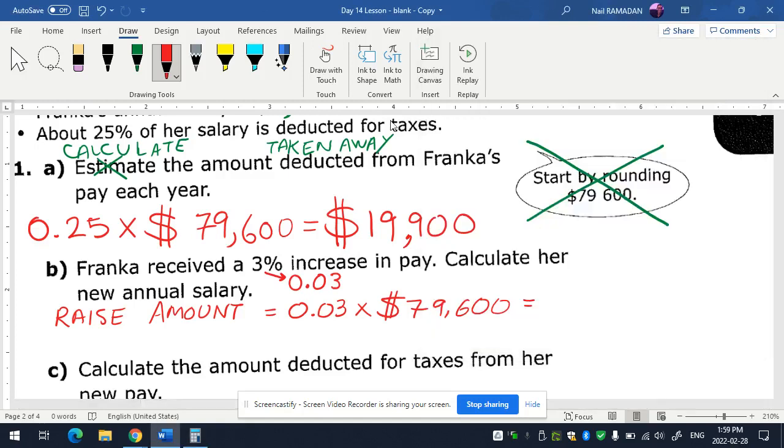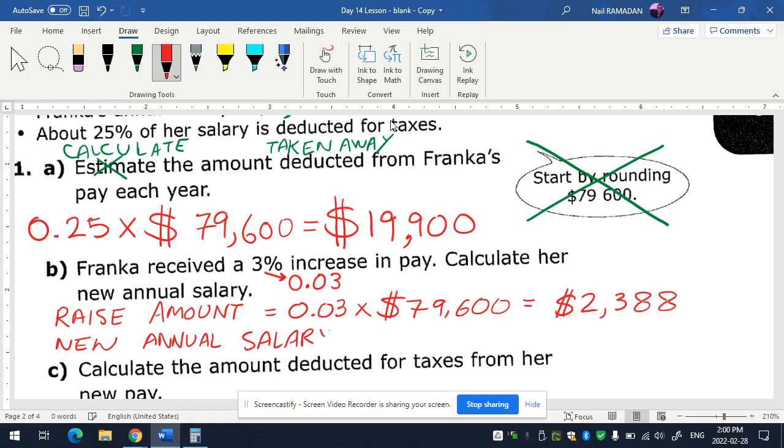So that's how much extra money she got as a raise because of a promotion or a bonus or whatever. So that's the raise. But the question is asking for what? New salary, which means now she makes this much plus that much. So new annual, you can say income or salary. They use salary. Let's use salary.